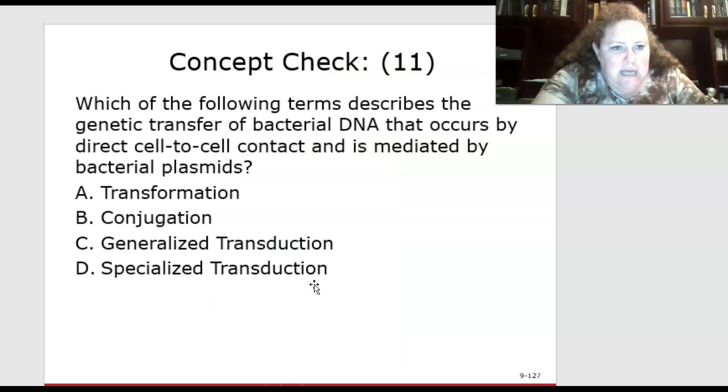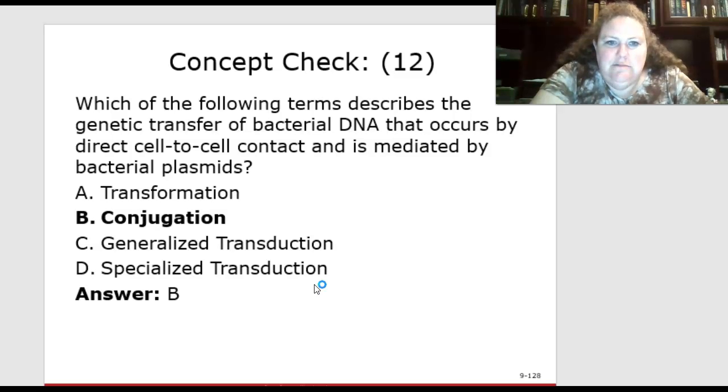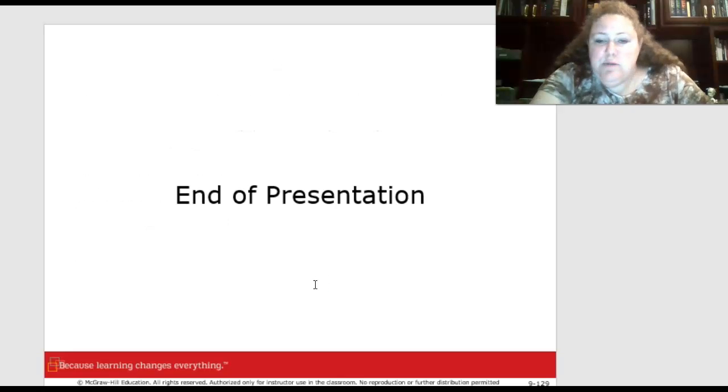Okay, so we get to do a concept check, and then I'm letting you guys go. So, which of the following terms describes the genetic transfer of bacterial DNA that occurs by direct cell-to-cell contact and is mediated by bacterial plasmids? Think about it, pause it, and come back. Well, that would be conjugation. Okay? And so that is the end of the presentation.